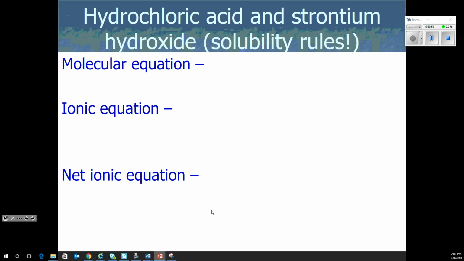Okay, so we're going to take hydrochloric acid, which is what? HCl. Good. Plus strontium hydroxide.